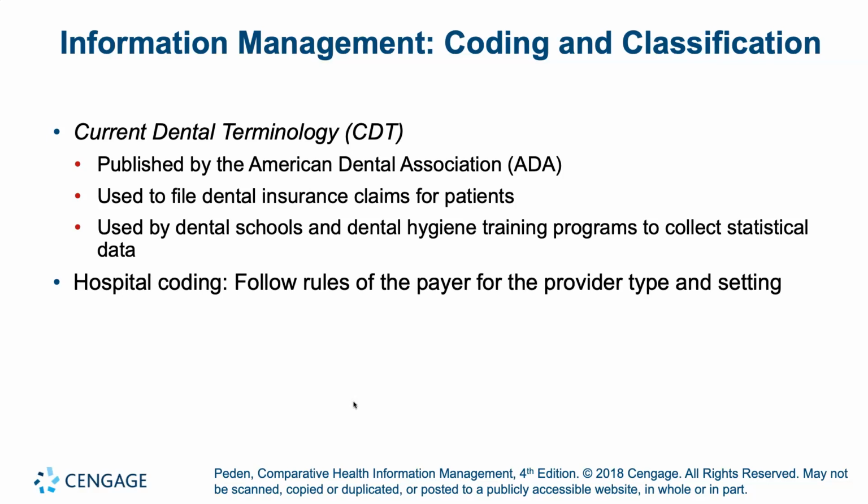Hospital coding, of course, follows the rules of the payer for the provider type and setting. So if it's inpatient hospital setting, it's going to be ICD-10-CM and ICD-10-PCS. If it's outpatient, it'll be ICD-10-CM and CPT-4.